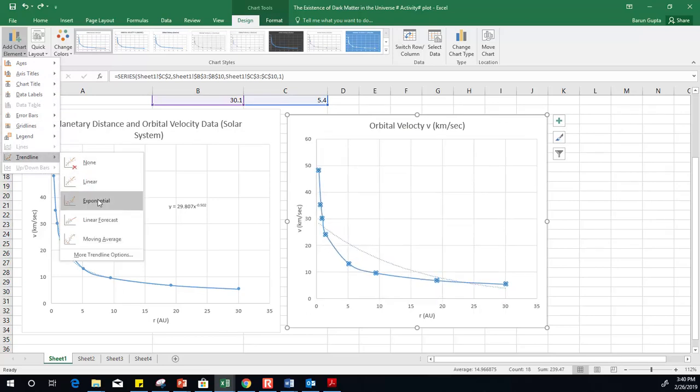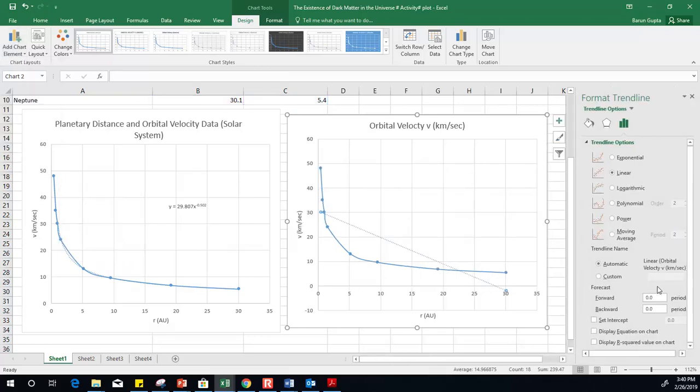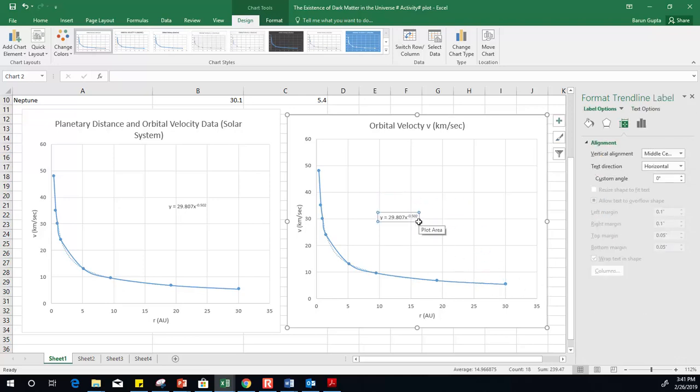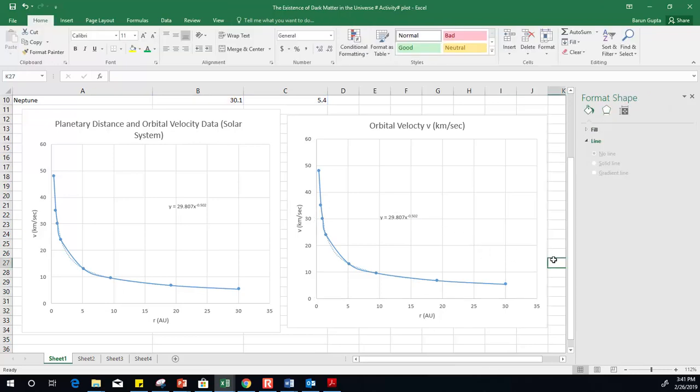I can select these lines and get a trend line: linear, exponential doesn't fit, linear forecast, moving average. This is close, or I can go to the power terms. When I select this power term, it matches more closely here. I'm just going to display the equation here, and you can put the equation anywhere you like, and you can make it bigger too. Okay, so that's the graph.